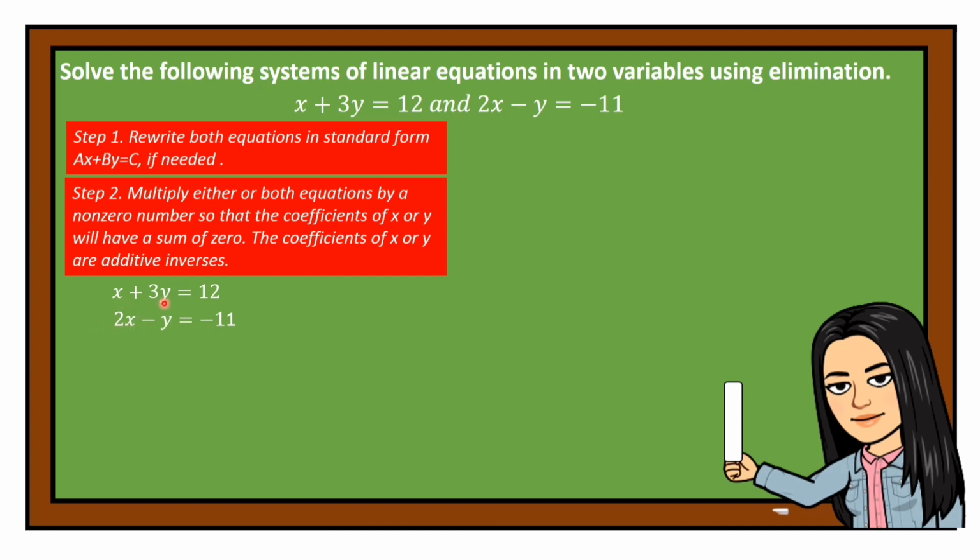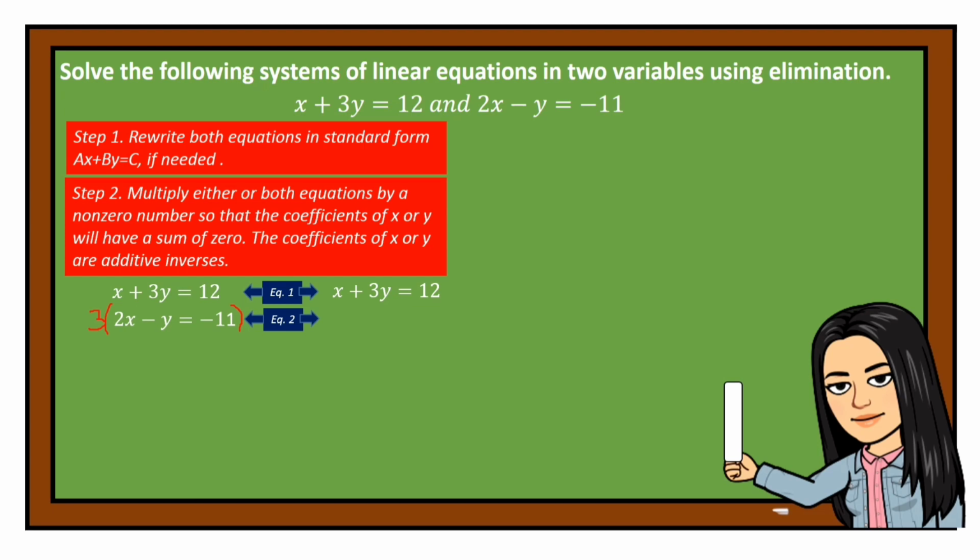So, x plus 3y equals 12 and 2x minus y equals negative 11. So, i-rewrite natin ang ating equation 1. So, we have here x plus 3y equals 12 and then, para sa equation 2, mag-isip tayo ng number na pwede nating i-multiply sa equation 2 na makapagbibigay sa atin ng additive inverse ng coefficients ng x o kaya ng y. So, pwede nating i-multiply ang ating equation 2 sa positive 3. Okay? So, why positive 3? Let us see.